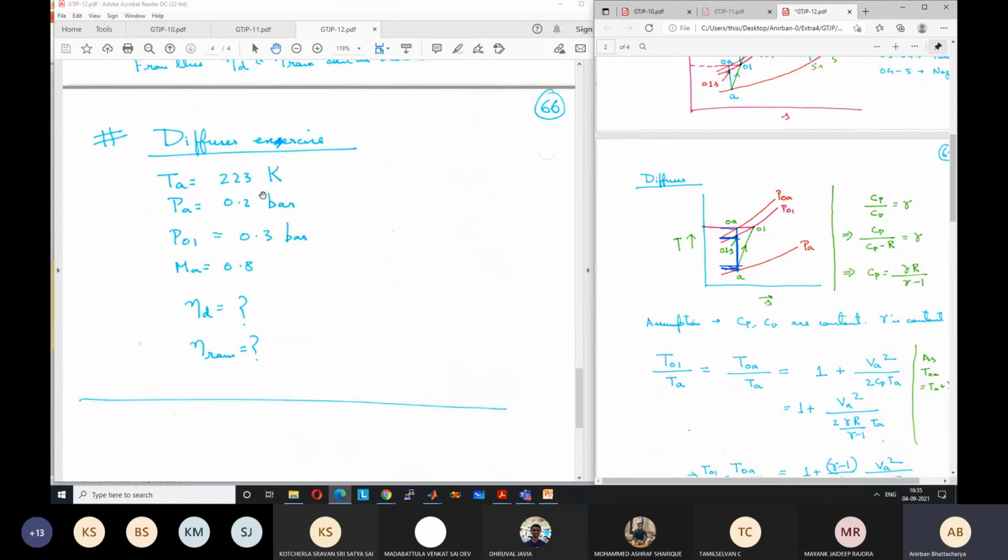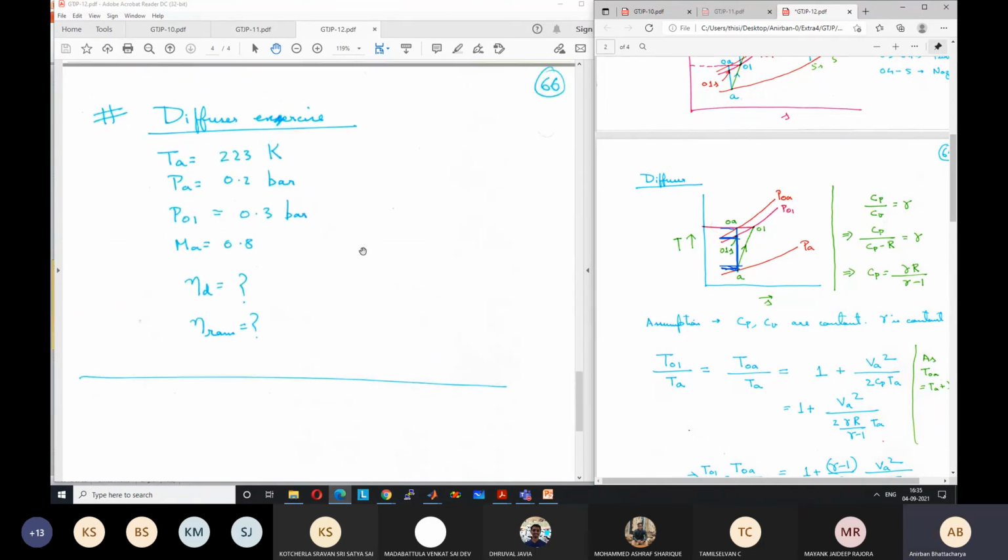So T_a is equal to 223 Kelvin, the inlet temperature, and the inlet pressure is given as 0.2 bar, and the exit pressure is also given. Somehow we have found that to be 0.3 bar. We have measured it using a probe that it is 0.3 bar, and the Mach number at the inlet is 0.8. We need to find out what is the isentropic efficiency of the diffuser, eta_d, and the RAM efficiency of the diffuser.